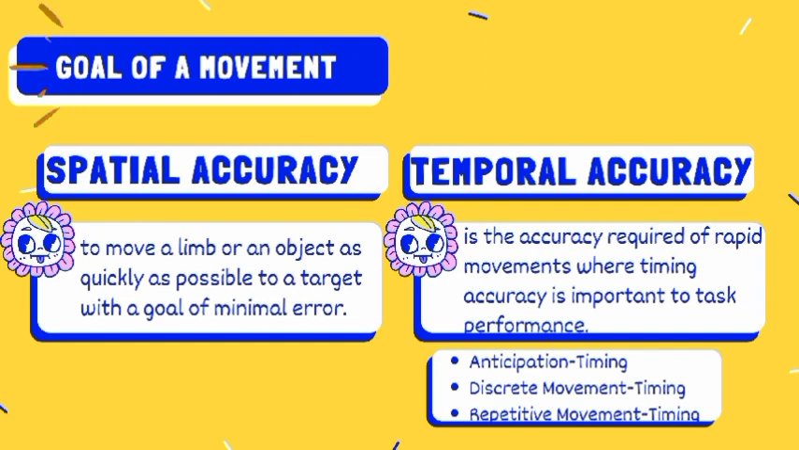So we have the goal of a movement. Number 1, spatial accuracy. It is to move a limb or an object as quickly as possible to a target with a goal of minimal error. So spatial accuracy refers to quantifying errors in the location of boundaries. And number 2, temporal accuracy. It is the accuracy required of rapid movements where timing accuracy is important to task performance. When timing is the goal, speed should be emphasized, and timing errors decrease. So it refers to data that has time components.